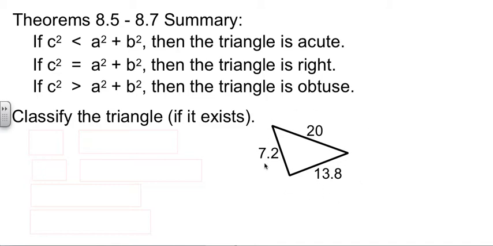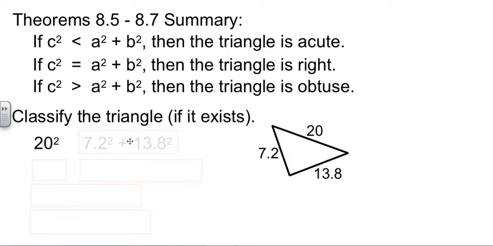So let's classify this triangle, and they throw in this if it exists part. Remember we did the triangle inequality, two sides together have to be greater than the third one. They're going to throw a few of those at you, so make sure you check and see if it even exists first. 7.2 plus 13.8 is 21. 21 is greater than 20, so the triangle exists. So we're good to go there. Obviously 20 is the biggest one, so 20 has to be C.